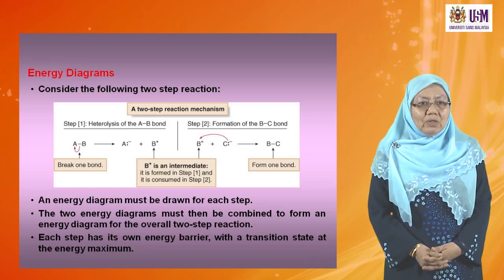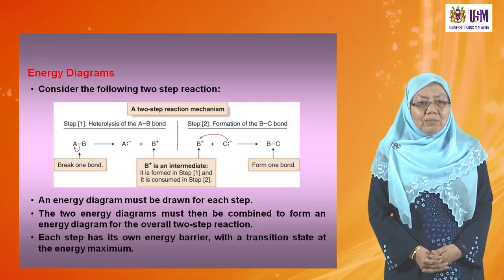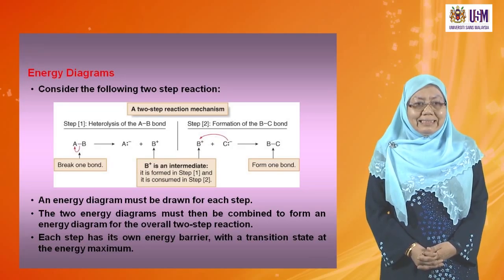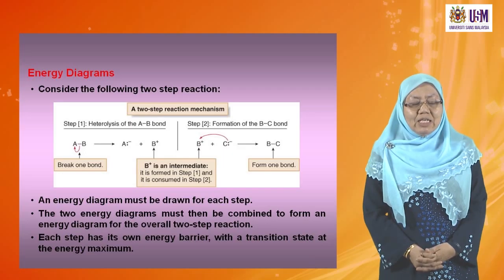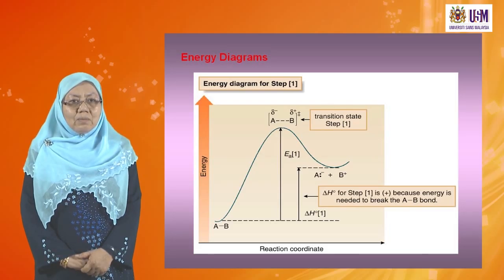So now we're going to draw an energy diagram for each step. The two energy diagrams must be combined to form an energy diagram for the overall two-step reaction. Each step has its own energy barrier with a transition state at the energy maximum. The following diagram shows the energy diagram of step 1.